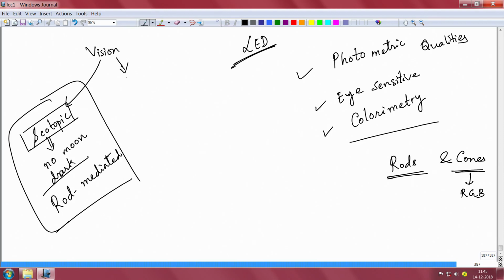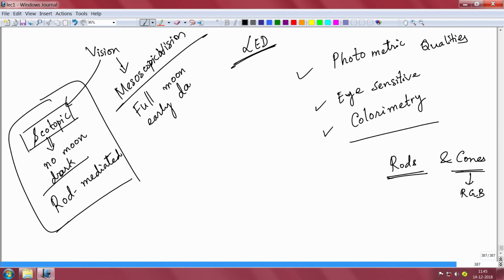Then there is something called mesopic vision, which kicks in, for example, in full moon light. It's not very dark, but it's not super bright either, like a full moon night, or early twilight, like early dawn before sunrise. When it is between bright and darkness, then you have mesopic vision, which has both rod and cone contribution.